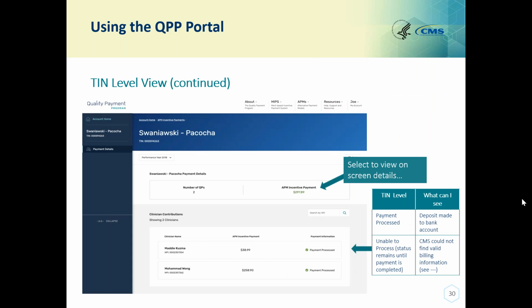This is just a continuation of the practice level or TIN level view. As you can see, we display how many QPs are in your practice with the total number of payments associated with those clinicians, as well as the status of the payments, whether the payment has already been processed, whether it's still being processed, or whether we could not locate billing information and therefore it could not be processed. All of that information is available in the QPP portal. And again, this is the practice level view. Next slide.